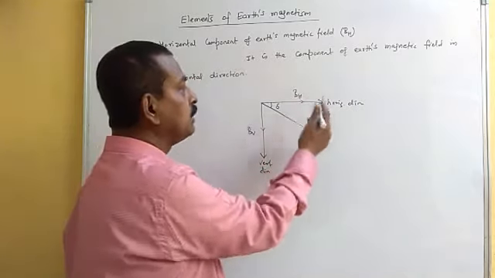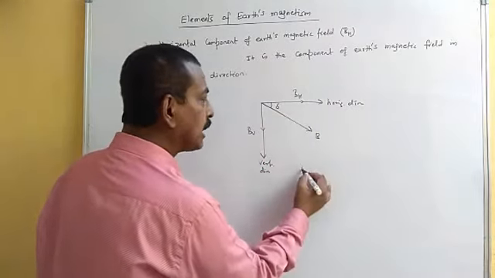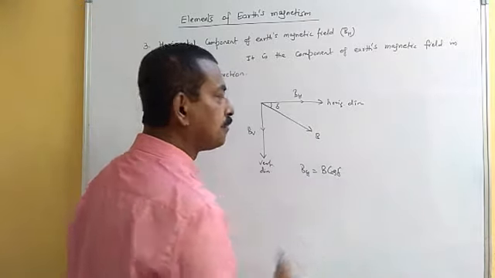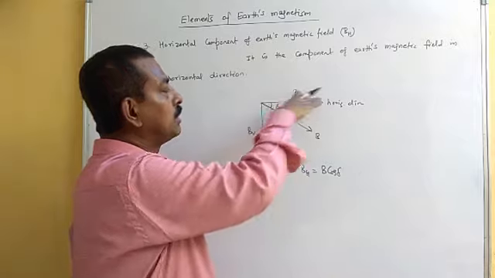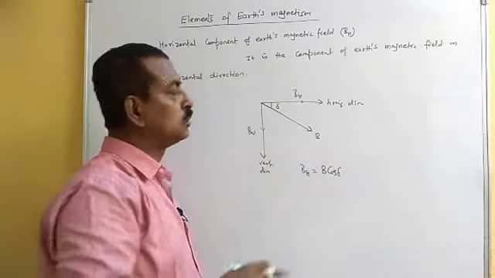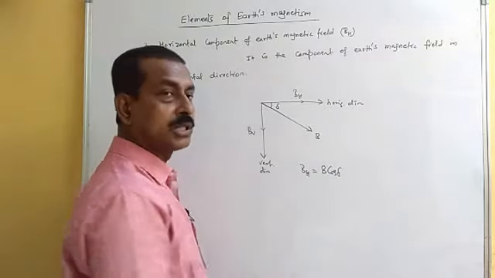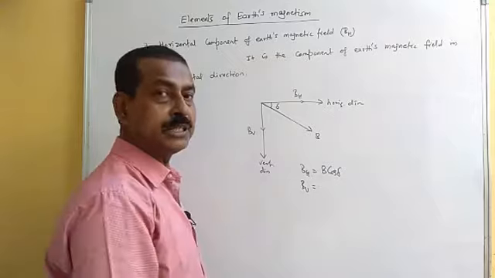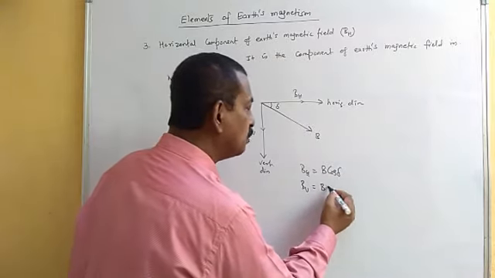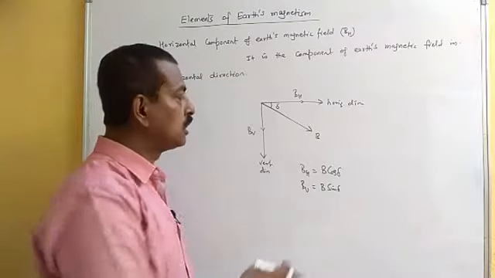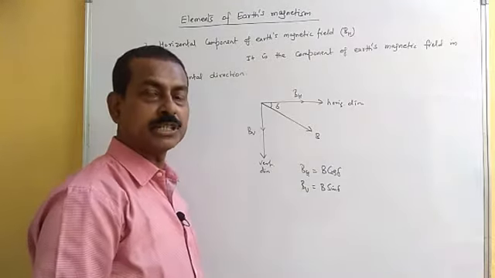So obviously, if you consider now how much we can write for BH, this will be your B cos delta, because it is a component making an angle delta with the net magnetic field. So in that case, BH will be your B cos delta. Similarly, if I want to write the expression for BV, in that case it is your B sin delta. So this is the vertical component of Earth's magnetic field.